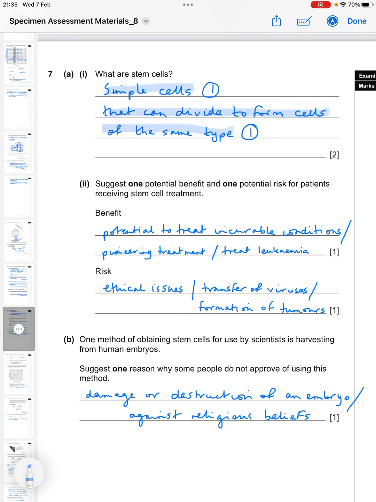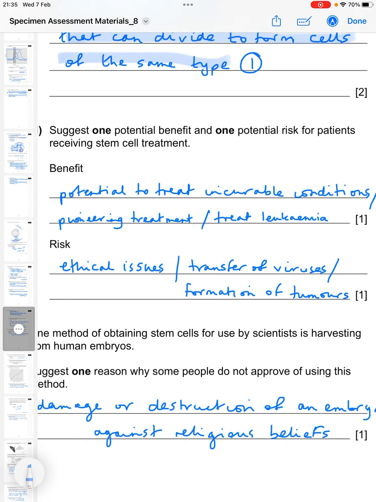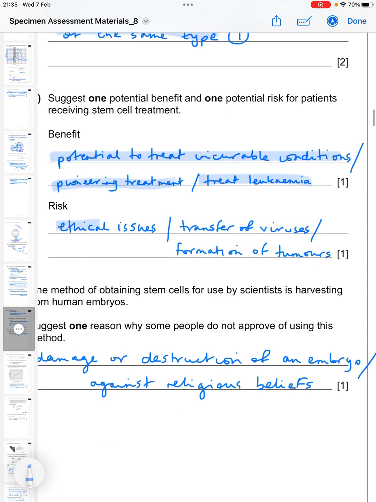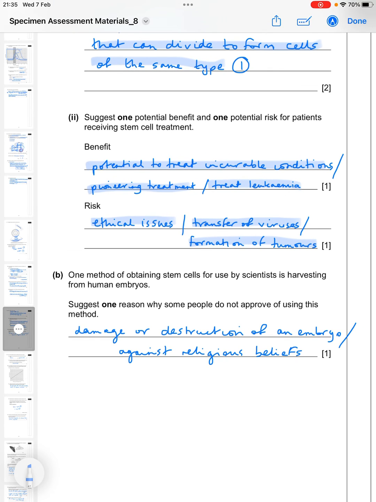Suggest 1 potential benefit and 1 potential risk for patients receiving stem cell treatments. Again, you could have had a huge number of things here, but benefit could be there's a potential to treat incurable conditions, or you could say that it's a very pioneering treatment. In other words, it's very cutting edge, or you could name something that it's used to treat, like leukemia. And then there are risks. You'd be talking about ethical issues there, any of those that you've discussed in class, the transfer of viruses, which can happen, or the formation of tumours, which can happen.